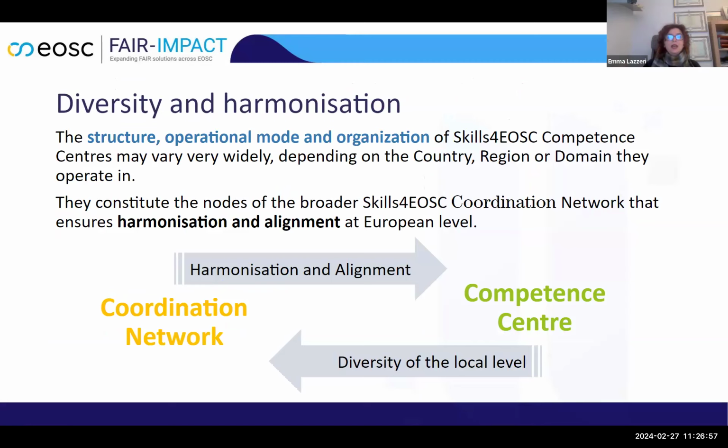We recognize diversity, of course. We have seen in the first 1.5 years of the project that competence centers are quite unique in their local context. So they have a different structure, operational mode, and organization. But what we are trying to do in the network is to harmonize and align at European level the services, the content, and the skills that are possessed by each competence center.